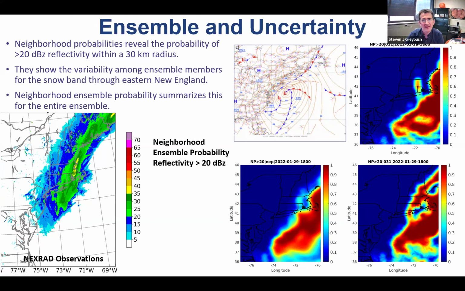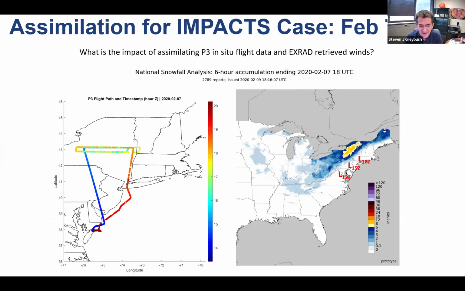So we'll come back to this 2022 case in a little bit, but now we're going to go to a 2020 case, also from NASA IMPACTS. This was more of an interior storm that brought heavy snow to upstate New York. You can see the snow totals of 6 to 12 inches here over upstate New York. And the track of the storm is through the interior of New York.